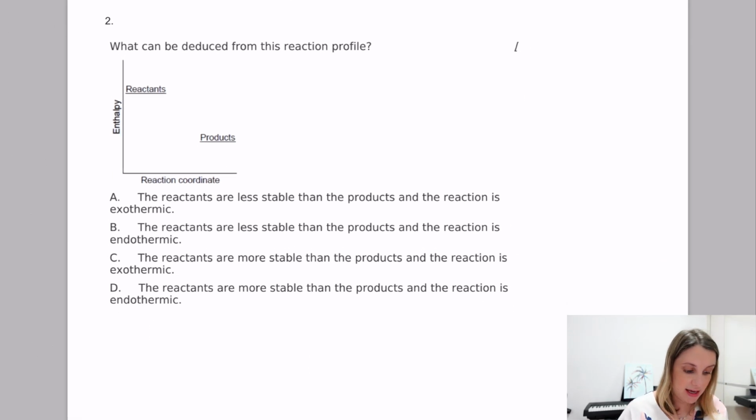For number 2 here, what can be deduced from this reaction profile? You can see this is essentially the same question, just written in a different way, and you'll find a million of these that look almost identical from different exam seasons. So here you can see that the reactants are still less stable, they're higher in energy, and the reaction is exothermic for the same reason as it was before.